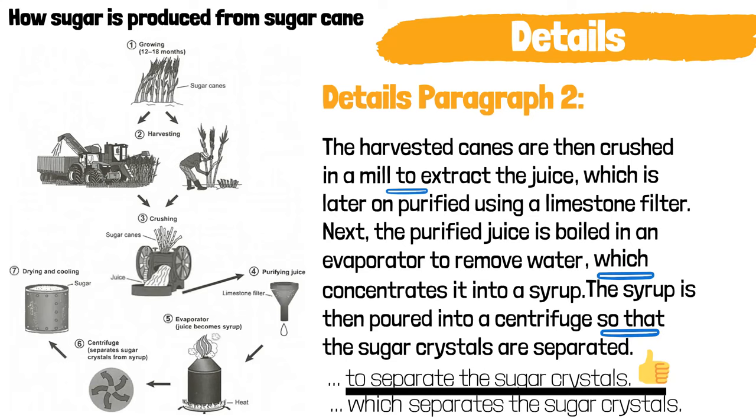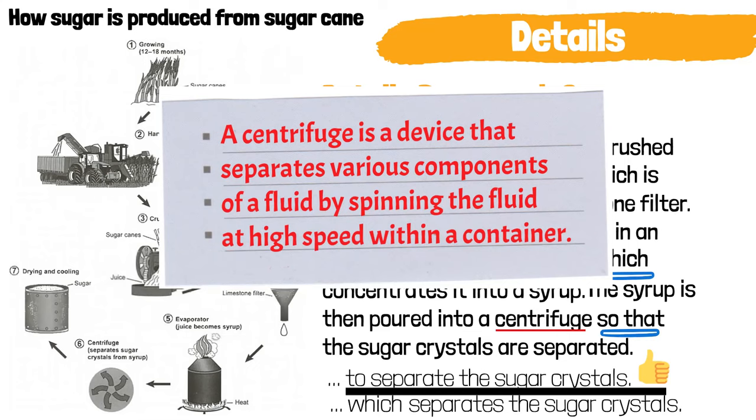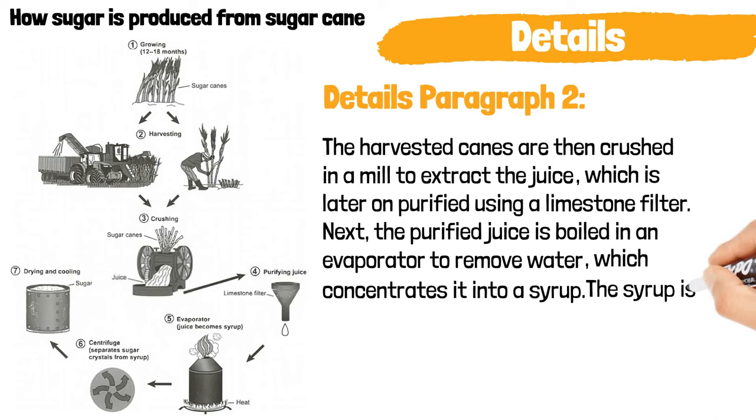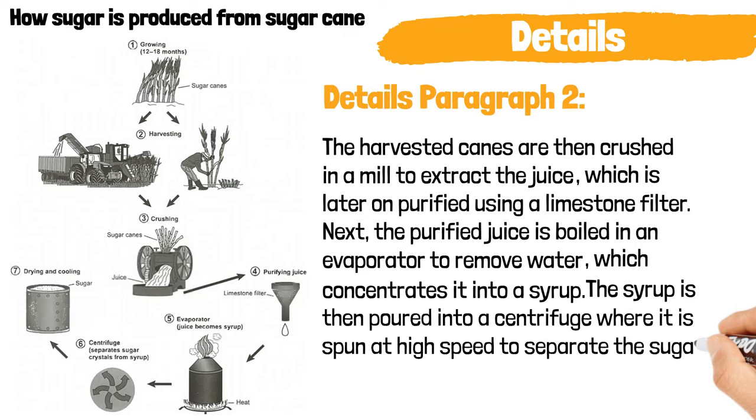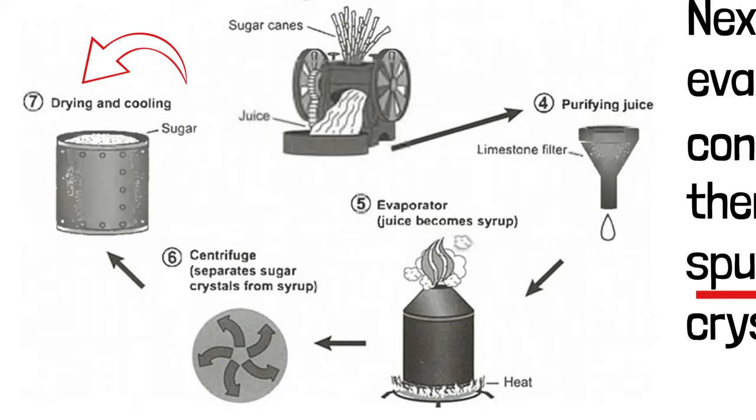If you have trouble reaching 150 words, you can explain a little about how the centrifuge works. According to Wikipedia, a centrifuge is a device that separates various components of a fluid by spinning the fluid at high speed within a container. We can include the information "high speed" in our description. So now we have: the syrup is then poured into a centrifuge where it is spun at high speed to separate the sugar crystals. Now let's add the final step, drying and cooling.